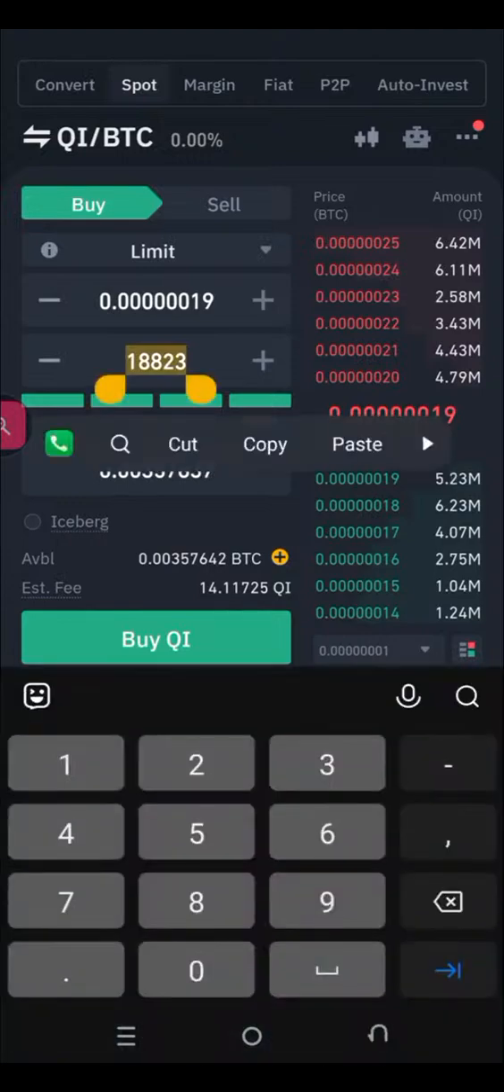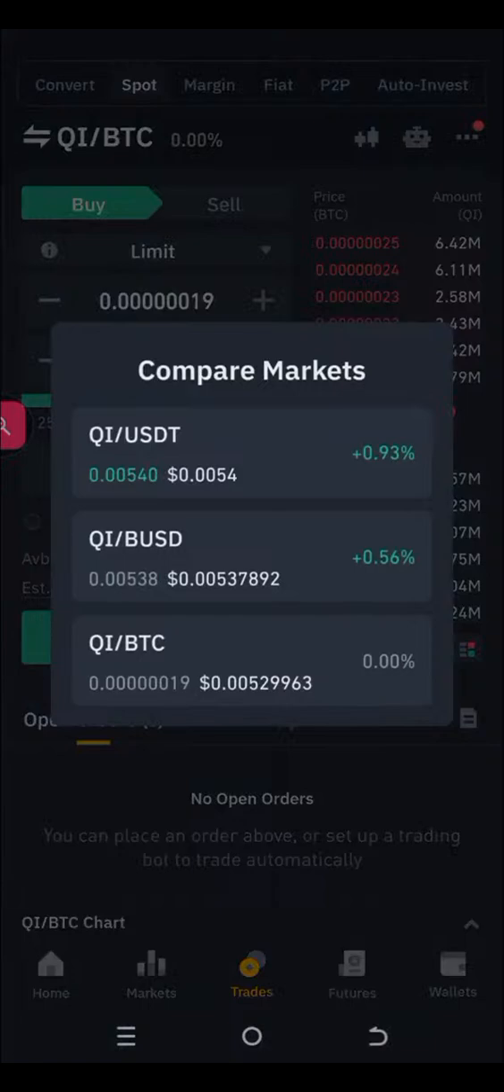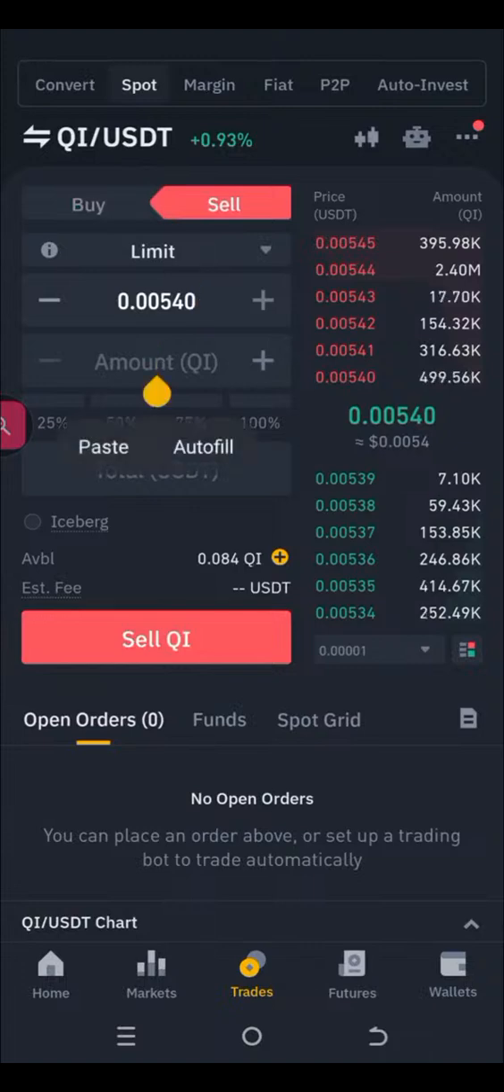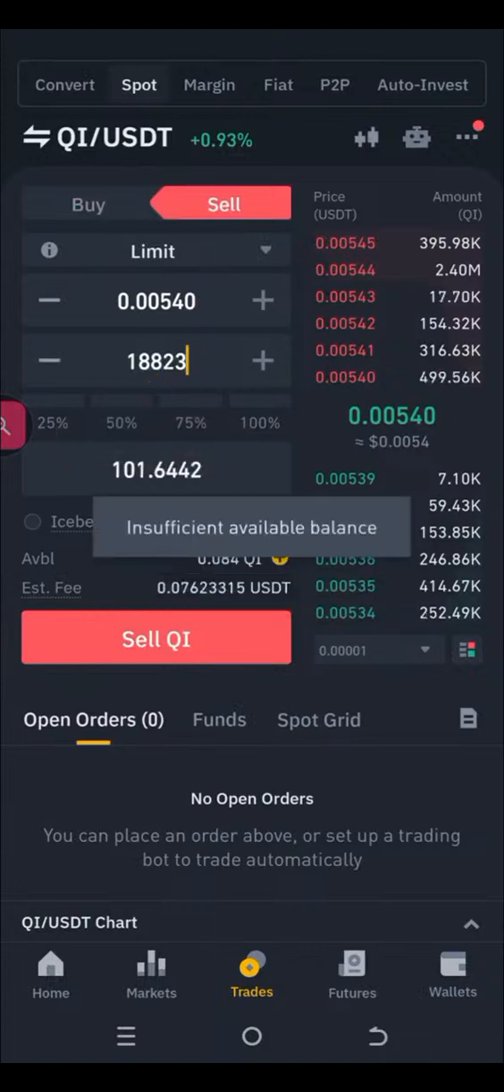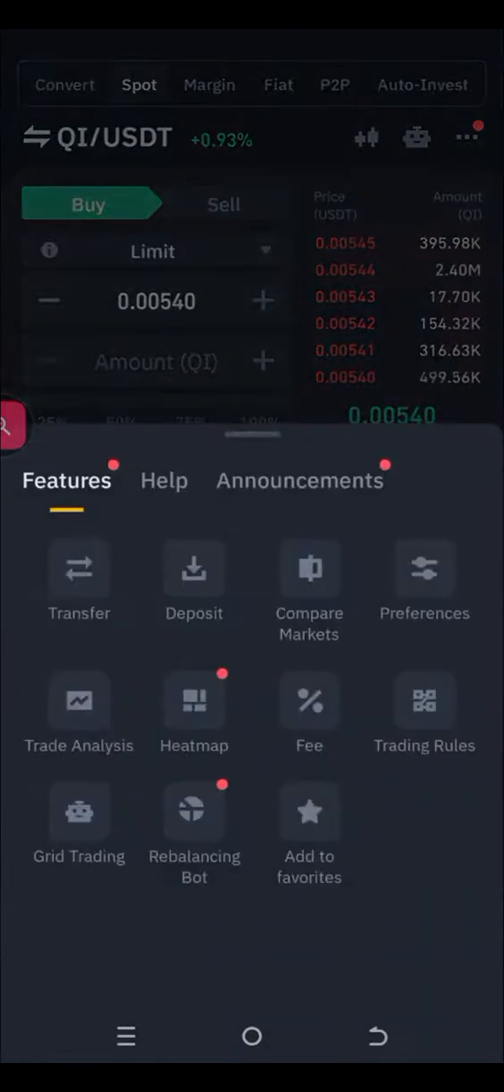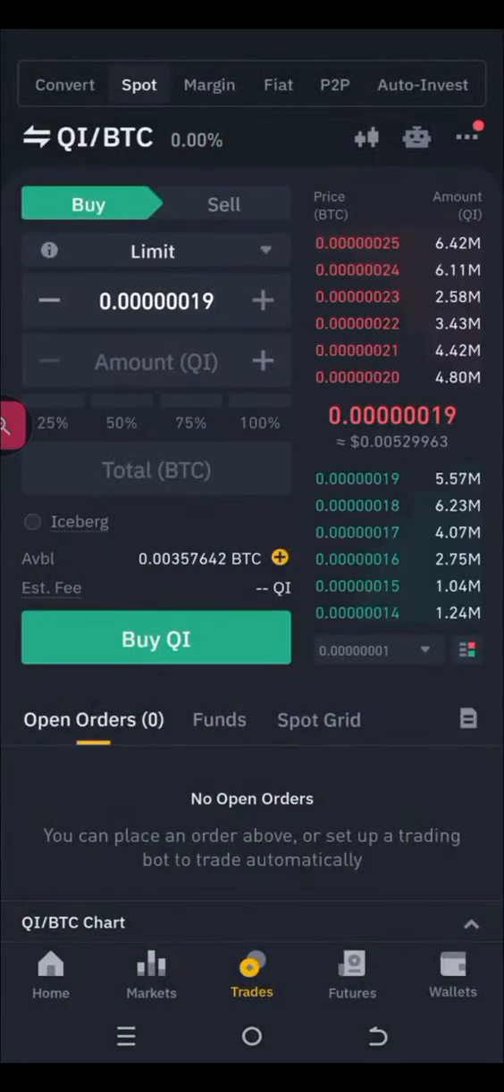Let's copy that, and then let's go to compare markets and then click on the USDT. So if I try to sell, what would I get? Let's see what I make in profit. Okay, same amount, 1.6%. That's $1.64. So let's just go with this, right? Let's go back and see whether if we buy QI BTC, we will be able to make this. So let's go ahead and try it out.